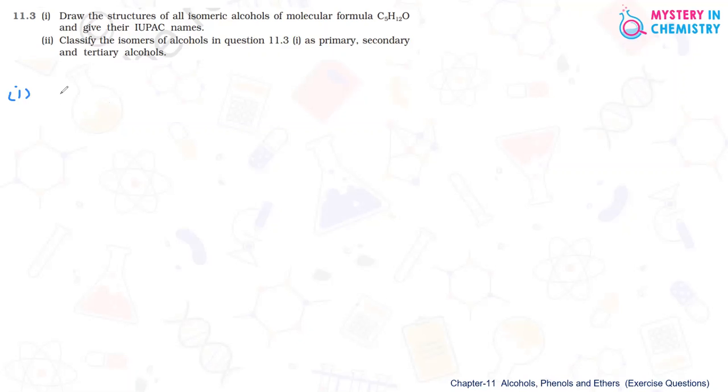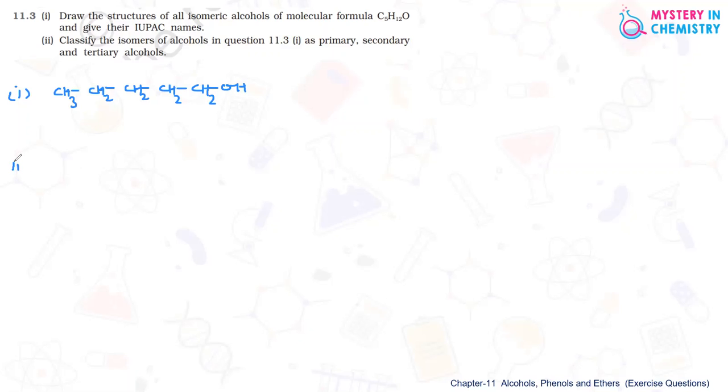C5H12O. That means 5 carbon atoms. So first we are making the carbon chain. 1, 2, 3, 4, and 5. This is the simplest chain. And here at the first carbon atom, we are putting OH group. And the remaining valencies of carbon are satisfied by hydrogen. So CH2, this should be CH2, and then again CH2, and this is CH2. So this is the first isomer.